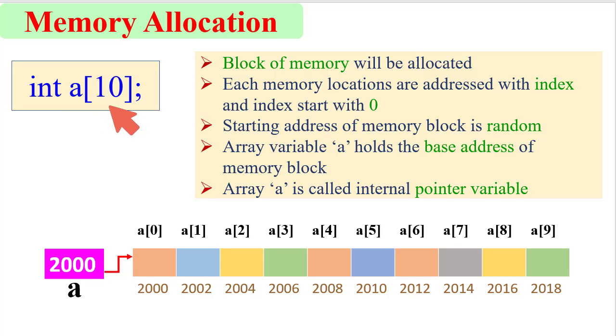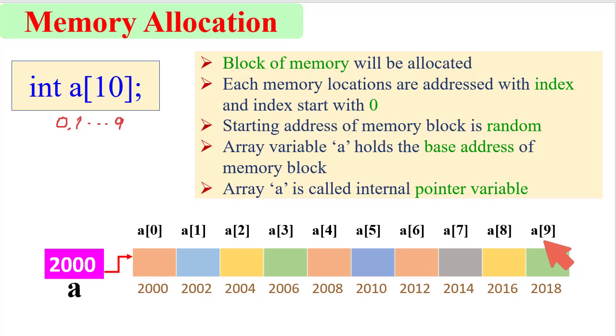Here there are 10 elements, so there will be 10 memory locations. Each memory location is addressed with an index, and the index always starts from 0, the next index is 1, and the last index is always size minus 1, that is 10 minus 1, which is 9 here. So when 10 elements are there, the index is 0 to 9. The memory locations are A0, A1, A2 and so on, and the last memory location is A9.